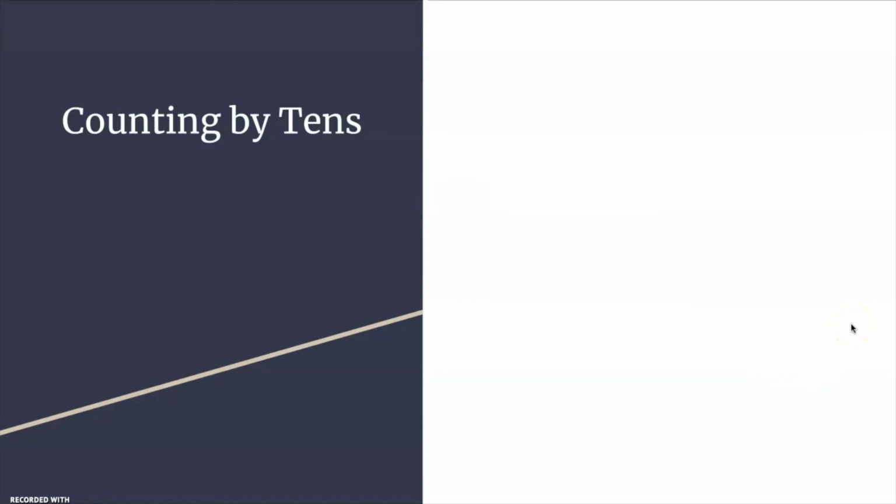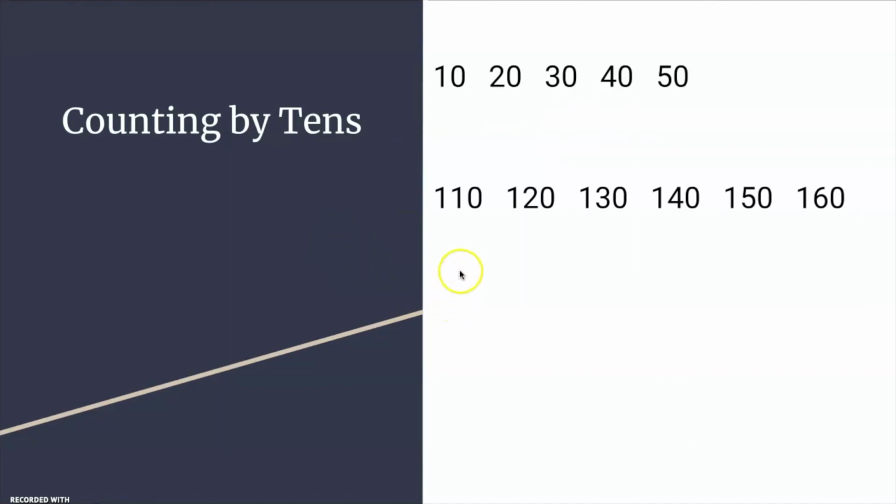Now counting by tens. Same as before. 10, 20, 30, 40, 50. So we're only going up by 10 each time, okay? Then if we take a look at this one, 110, 120, 130, 140, 150, 160. We're going up by 10 each time. They just now have 100 in front of them compared to the first example.